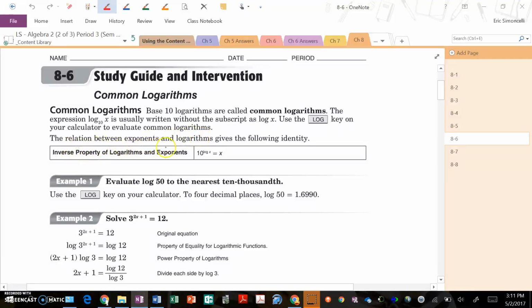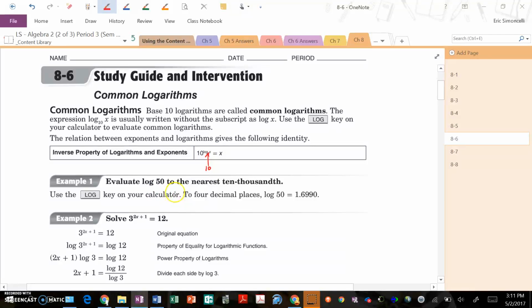The relation between exponents and logs gives the following identity: the inverse property of logs and exponents. So 10 raised to the log of x is equal to x. The reason this is the case is because we have a base of 10 there. If we had a different base, let's say this was a 5, and this right here was also a 5, then we'd still have x as an answer. It's the inverse property of logs and exponents that works in that manner, with those two numbers being identical.